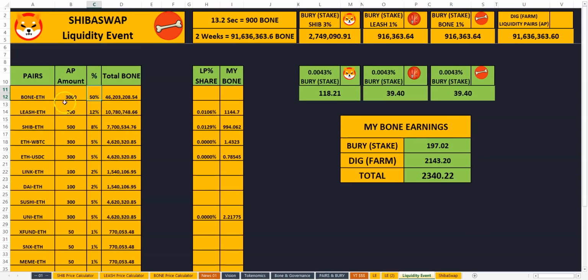So basically, what this means is that during the liquidity event, the 2 weeks, the full 14 days, the pair of Bone and F has been allocated a share of 46 million Bone. Leash F has been allocated about 10 million. SHIB F 7 million, and so forth, just pretty much going down. And depending on how much of this particular pair you have, you'll get a small portion of that, or a large portion if you have a larger share.